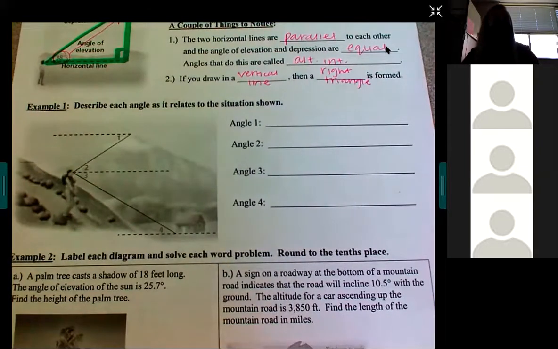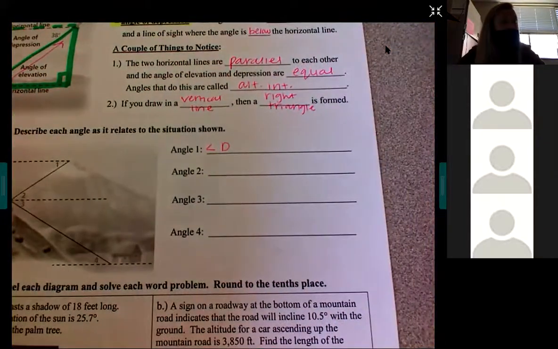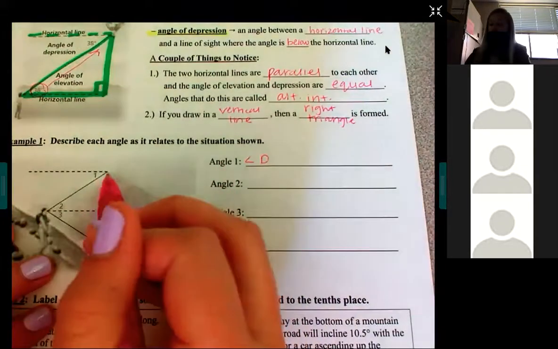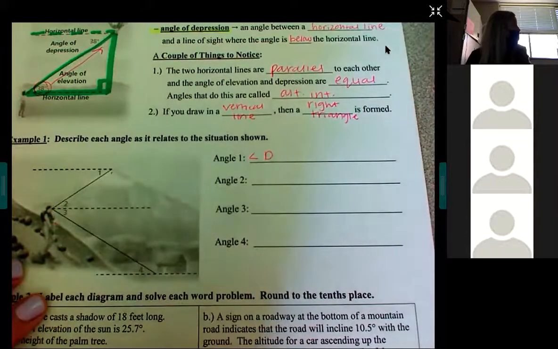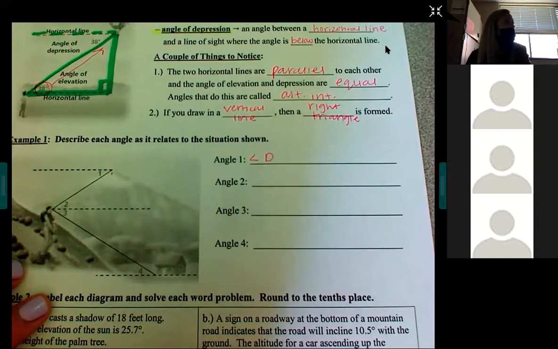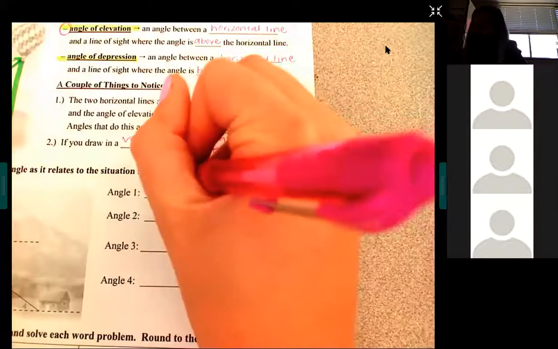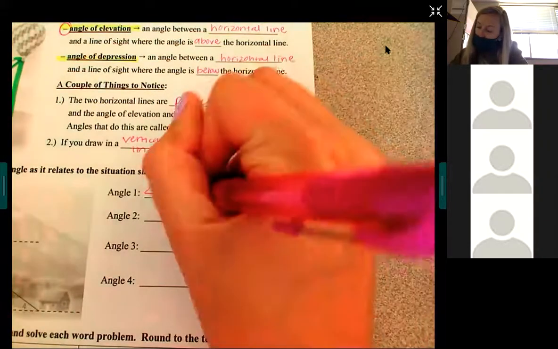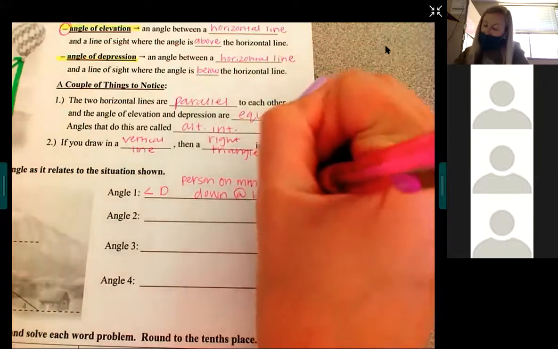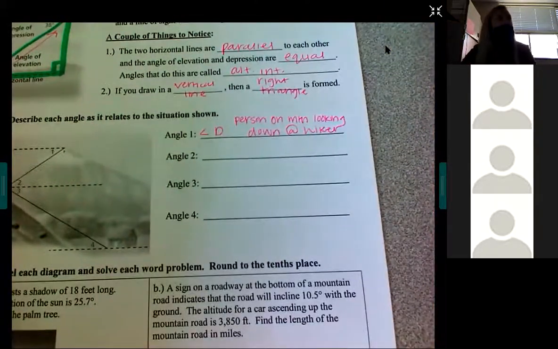How would you describe angle 1? Is that an angle of elevation or an angle of depression? Depression because it's going down. So listen, you can put angle of depression, angle D, that's fine. And then it says describe it as it would relate to the situation. So what this means is somebody would be on top of the mountain looking down at the hiker. Does that make sense? Do we need to write that? Okay. I'm going to abbreviate. Person on mountain looking down. You can put it in your own words at hiker. Because it's an angle of depression, so it should be looking down.